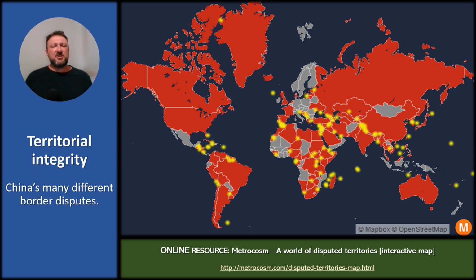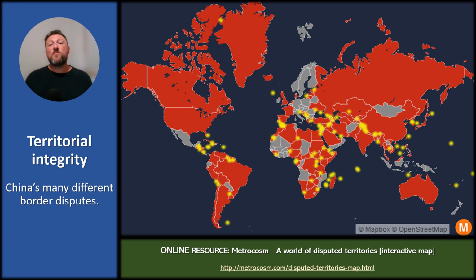The specific issues that might fall under the banner of territorial integrity include national sovereignty around China's borders with its neighbours. It could include the goal of the eventual integration of Taiwan and asserting its claims in the South China Sea.